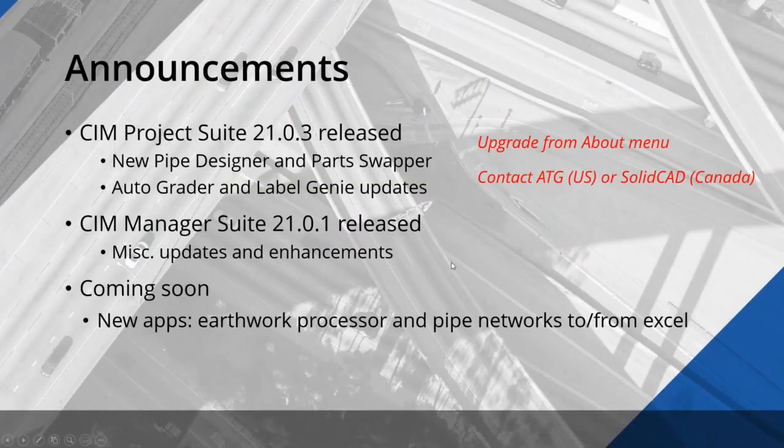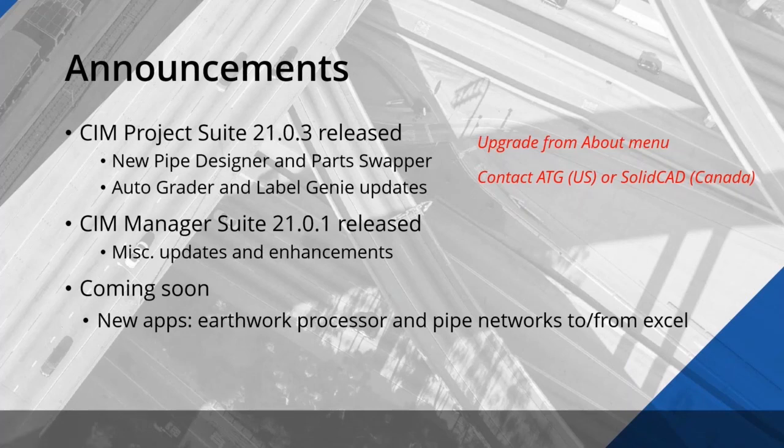Some things that are coming soon, some other new apps we're really excited about, a really robust earthwork processing app, allowing you to calculate earthwork subgrade surfaces at multiple different depths. We also have a pipe networks tool that's going to allow you to take networks, push them out to Excel. You have all kinds of custom formatting options on that export. You can run analyses right in Excel, or bring that into other third-party analysis apps, or you can use it for reporting or anything. So basically the pipe network export option to rule them all.